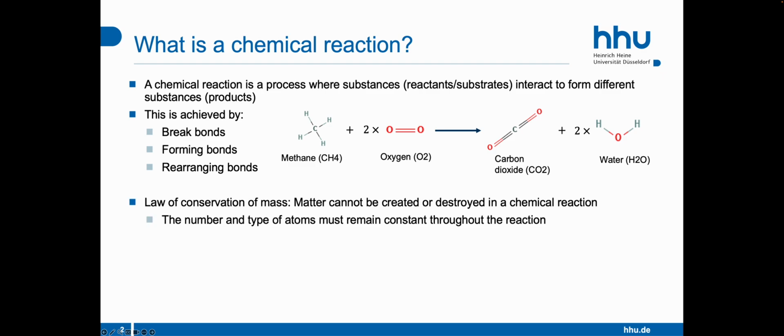The law of conservation states that during a chemical reaction, matter can neither be created nor destroyed, which means that the number and type of atoms must be the same on the reactant side and on the product side. We can see that this is also the case for the example displayed here. We have a total of 4 hydrogen atoms, 4 oxygen atoms, and 1 carbon atom on both sides of the reaction.